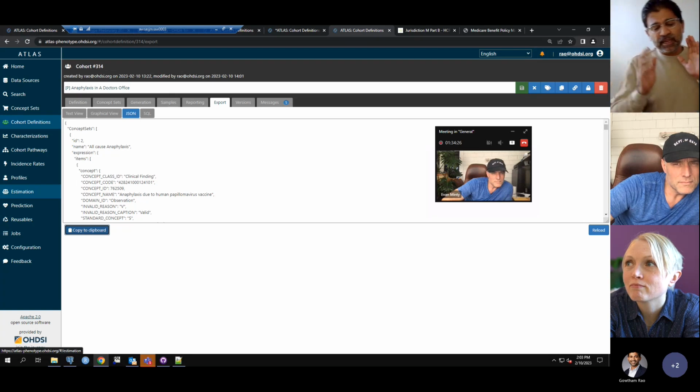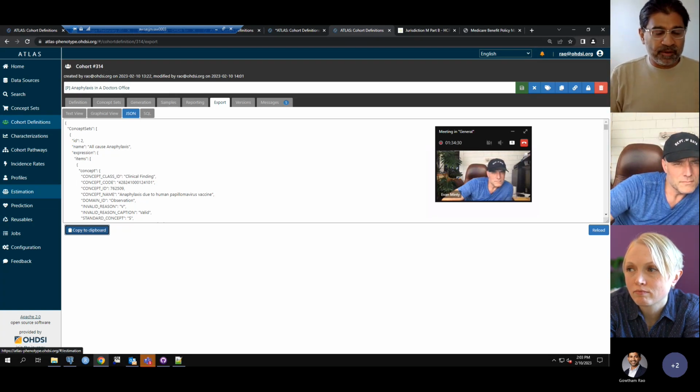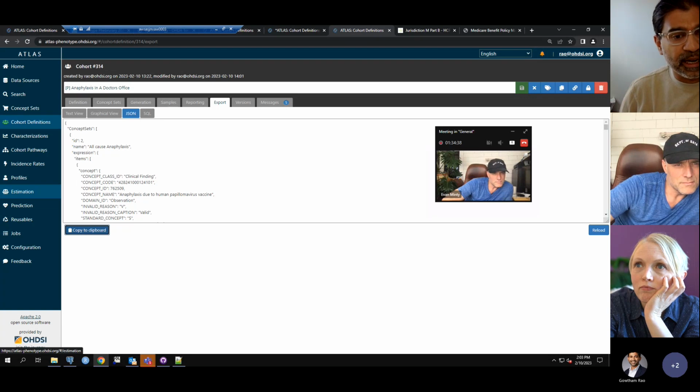The biggest challenge is always building the cohort definition, in terms of being the most time consuming. These more complex ones take a longer time, especially if you're pursuing a new idea. But once that is done, downstream is pretty straightforward.